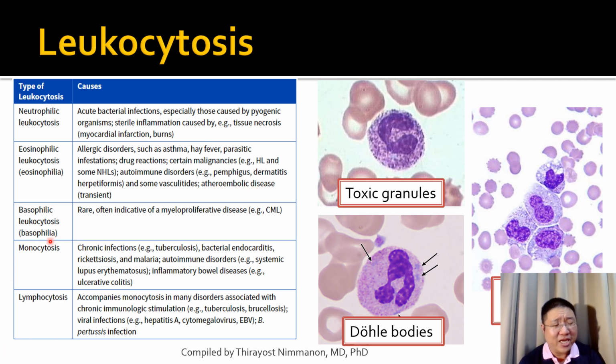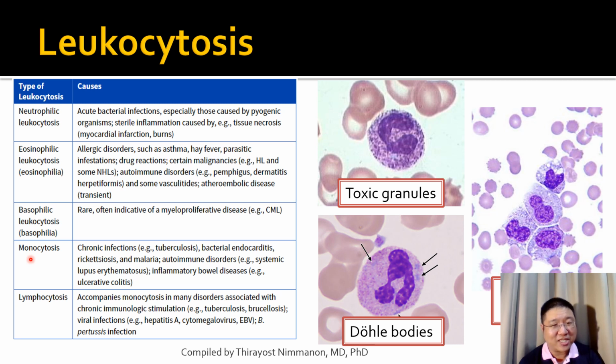For basophilia, it is very rare. But if we detect basophilia or basophilic leukocytosis, we just have to find out the cause, because it is often indicative of a myeloproliferative disease, such as chronic myeloid leukemia.